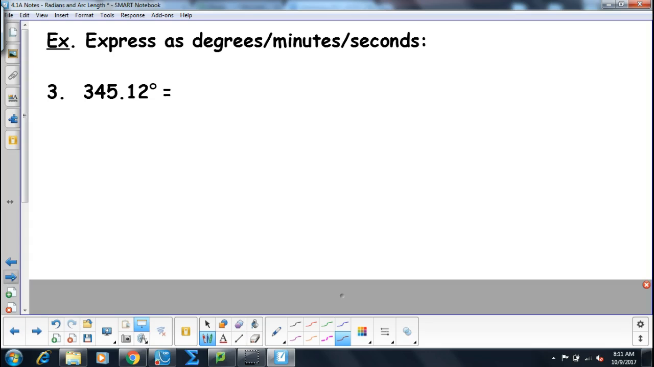So, going the other way, expressing it as a degrees, minutes, seconds type of problem. Okay? So I know for a fact that my answer here is going to be 345 degrees. I know that.